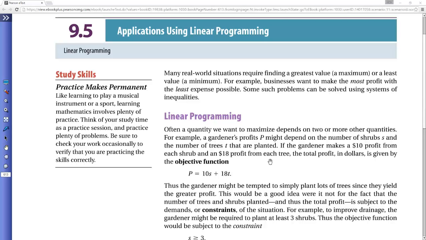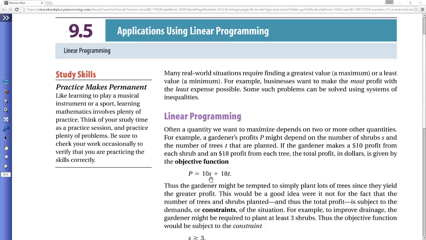So first they describe linear programming. Just to read it to you, often a quantity we want to maximize depends on two or more other quantities. For example, a gardener's profits P might depend on the number of shrubs S and the number of trees T that are planted. If a gardener makes a $10 profit from each shrub and $18 profit from each tree, the total profit in dollars is given by the objective function. Profit P, right here, is equal to 10 times S for shrubs. That's a $10 profit per shrub, plus 18 times T for the $18 profit per tree.